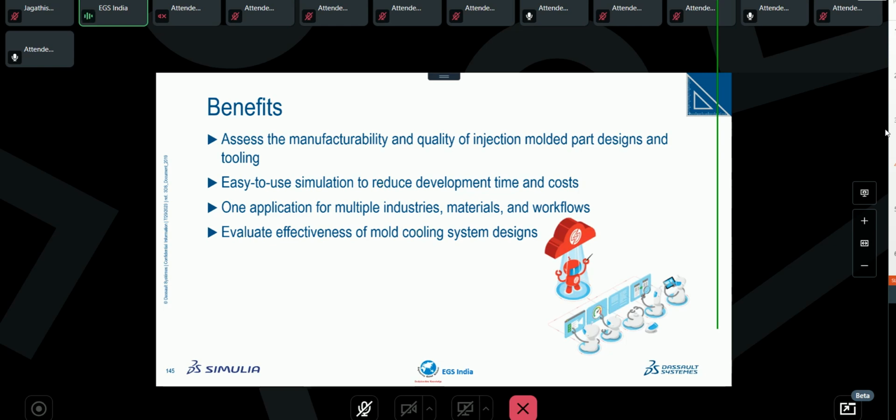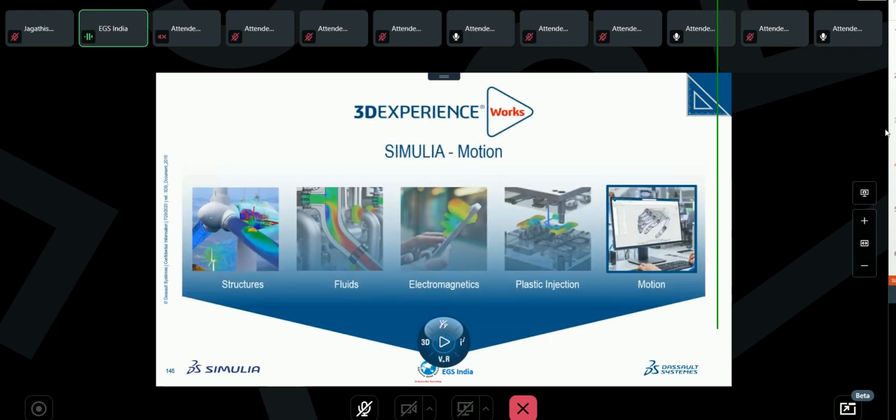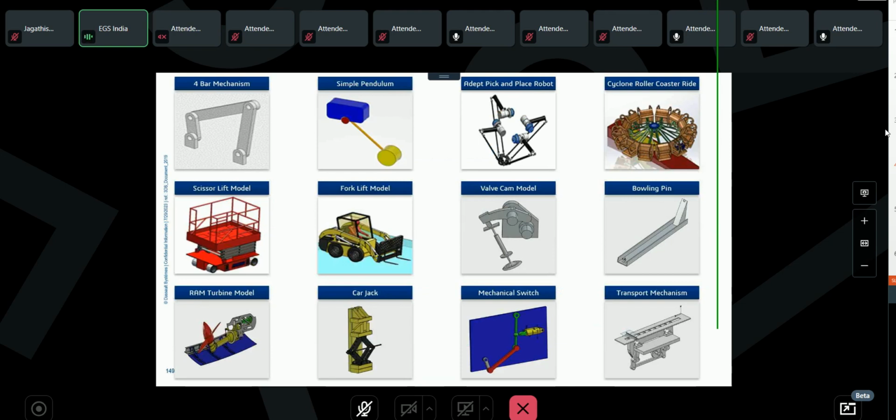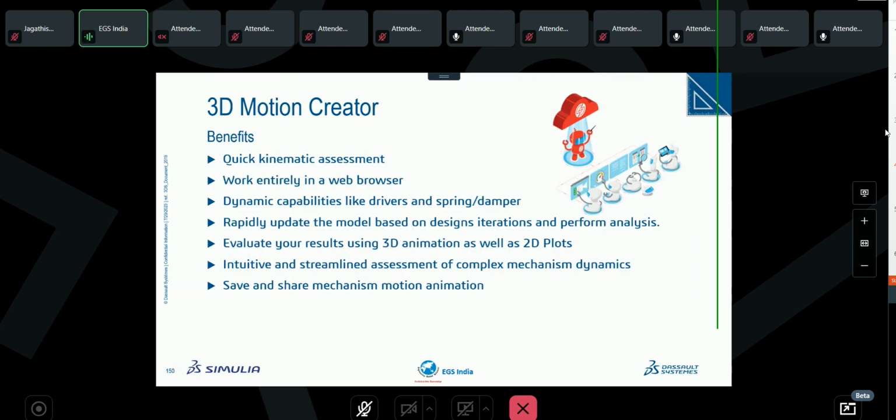Okay, right. Next to that, what I want to show is the motion part, where you will be seeing many kinds of problems. These problems can also be used and analyzed for maximum attainment of velocity, or even acceleration, and the force that you are going to get on the other side. The classical advantages that we have discussed earlier would be the same in the case of this 3D motion creator.